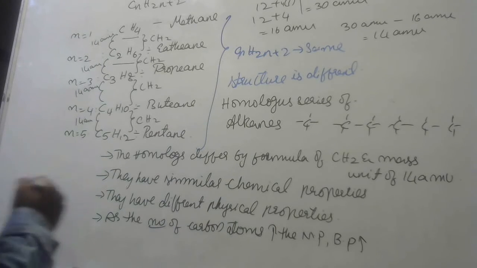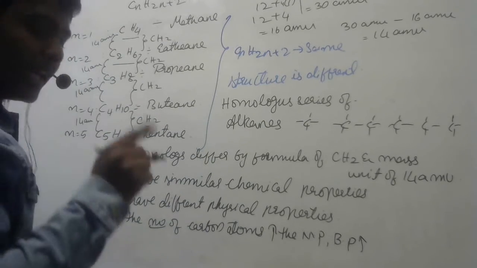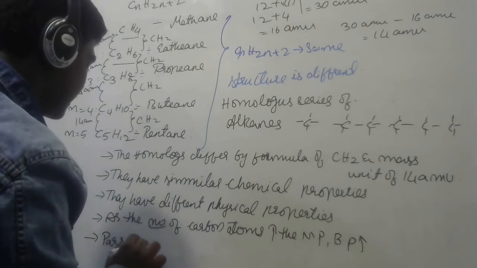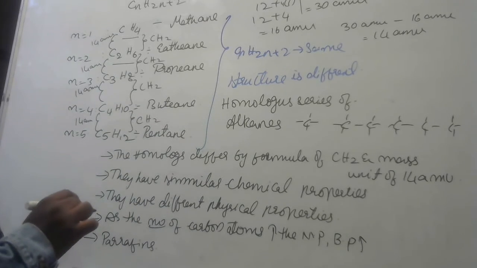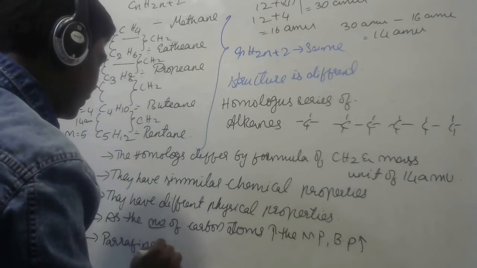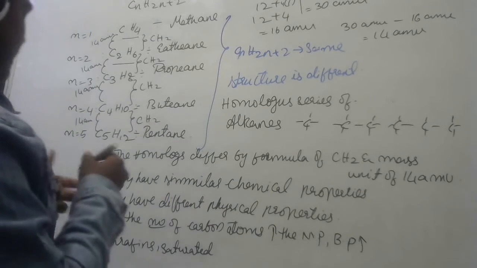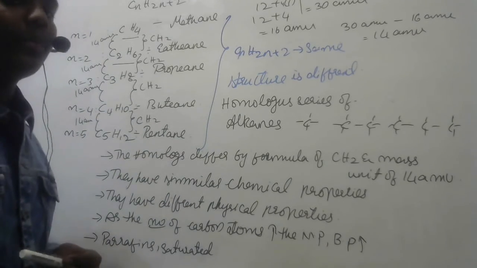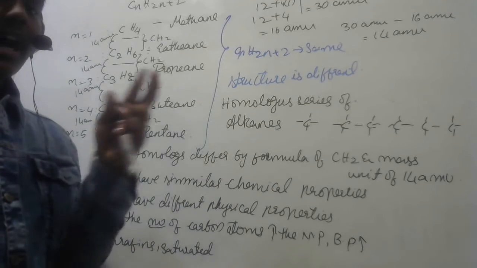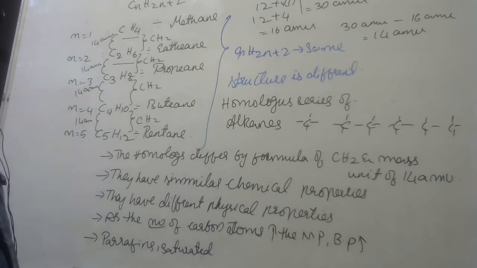Another point that can be added is that the homologous series of alkanes are also known as paraffins. And all these compounds are obviously saturated, which means there are only single bonds between them. Saturated, we learned, right? Saturated is nothing but single bonds. Unsaturated means double bonds as well as triple bonds.